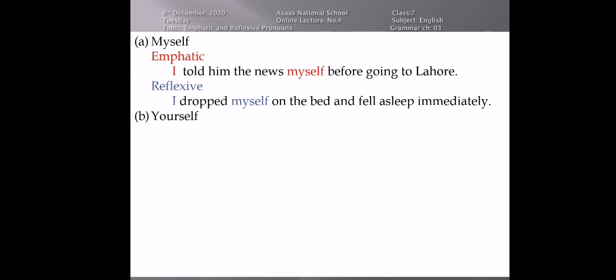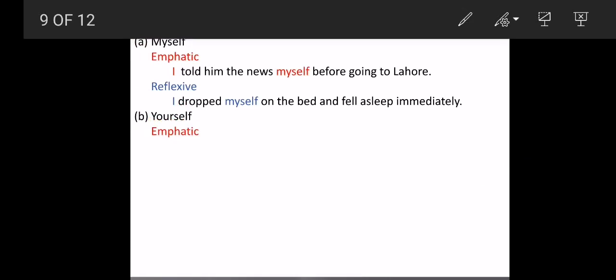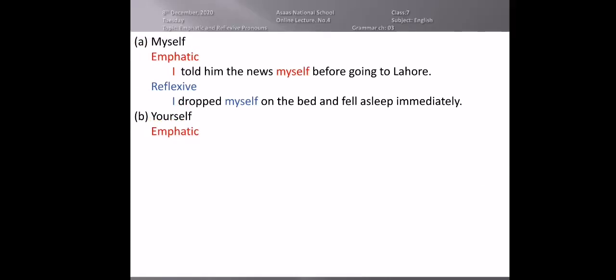Now see the second pronoun, yourself. Yourself is a singular second person. Let's use yourself first as an emphatic pronoun. You broke the glass yourself and now blame others. You did the action, so you is the subject and the action is broke. Glass is the object here. Yourself is not an object. Therefore, it is an emphatic pronoun.